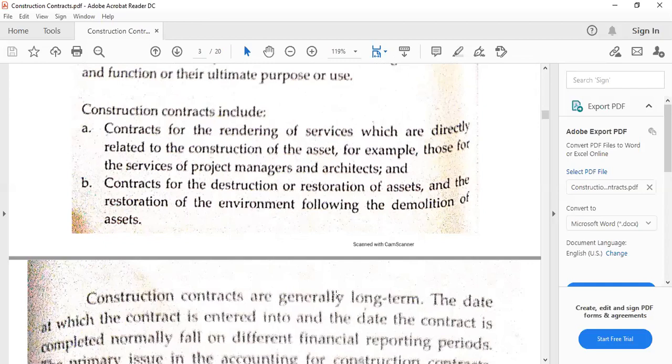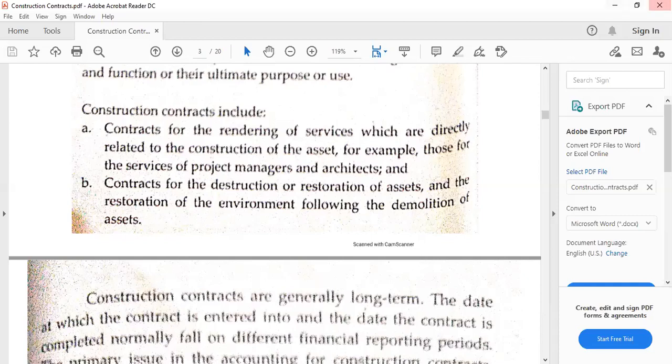So it's possible that for us to construct a certain asset, we have to restore some assets, or let's say the environment, because probably the environment has been affected by the construction following the demolition. So it could be that there is an area where there is an existing asset, and that has been demolished or destroyed, and it needs to be restored in the process.